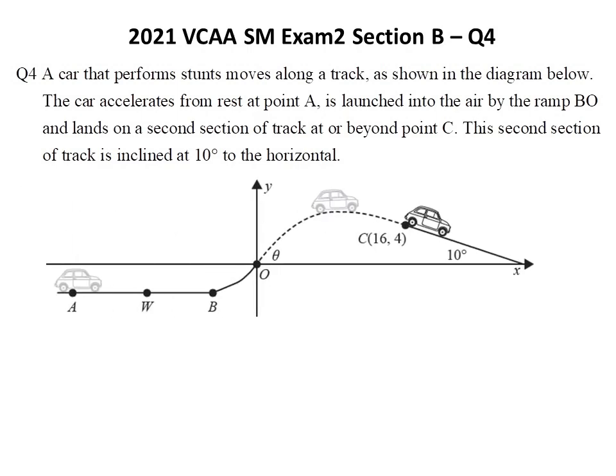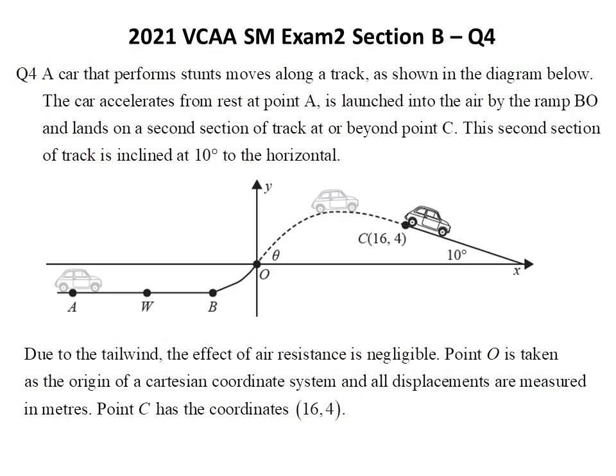The car accelerates from rest at point A, is launched into the air by the ramp BO and lands on a second section of track at or beyond point C. This second section of track is inclined at 10 degrees to the horizontal. Due to the tailwind, the effect of air resistance is negligible. Point O is taken as the origin of a Cartesian coordinate system, and all displacements are measured in meters. Point C has the coordinates (16, 4).